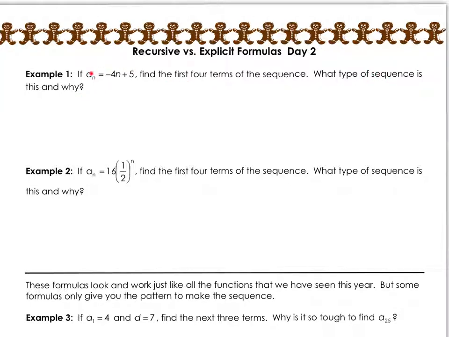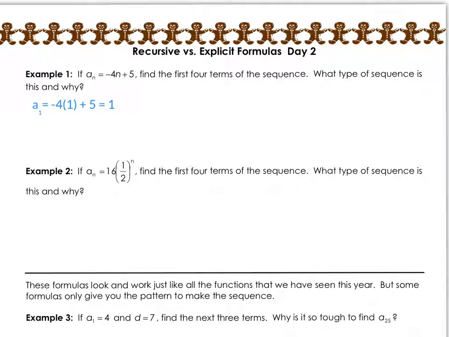So first let's look at a sub n equals negative 4n plus 5, and to find the first four terms, I'm going to put 1 in place of n first. So to do that, I write a sub 1 instead of a sub n, and then everywhere I see an n, I replace it with the 1. So negative 4 times 1 plus 5, which you can then put into your calculator, and you'll get the answer of 1. So a sub 1 is 1.